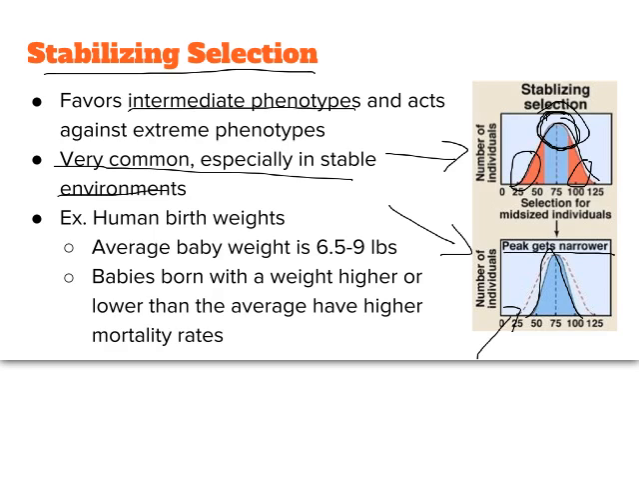An example is human birth weight. The average baby weight born is between 6.5 and 9 pounds. If babies are born at a lower weight, they are less likely to survive, so they are less likely to pass that gene on. If they are born at too high a weight, there might be complications with birth. The mother would have a hard time giving birth to that large of a child, so they would be less likely to survive and pass their gene on. Instead, the middle weight is selected for, and those babies are the most likely to survive the birth process and live to have their own children and pass their trait on.